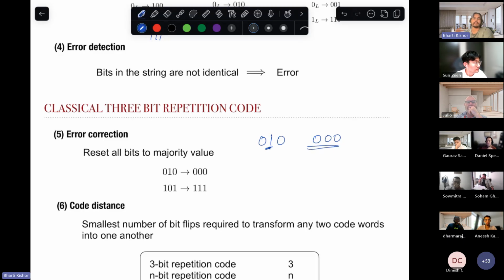So you do error detection by looking at the bit string, and if the bits are not all identical, then you know that some error has occurred. And by resetting all bits to majority value, you do error correction.